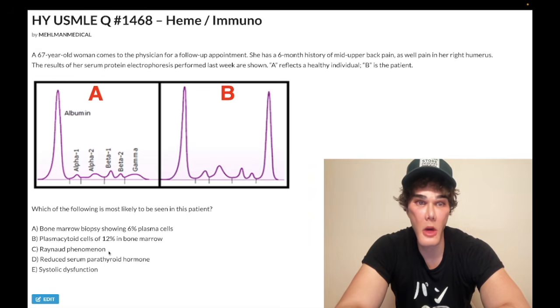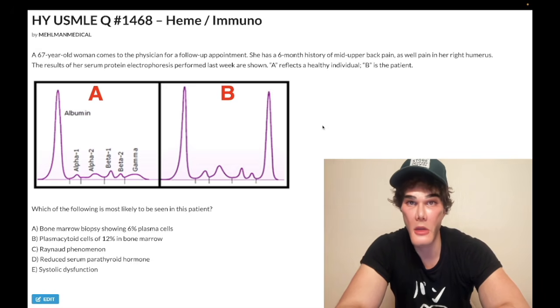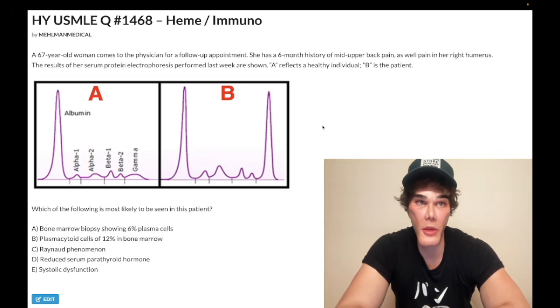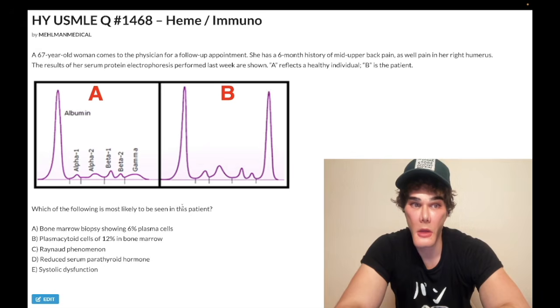Choice D, reduced serum PTH, correct answer. So not dramatic. If you have lytic lesions with hypercalcemia and multiple myeloma, then we would have increased negative feedback of the calcium sensing receptors, the parathyroid glands, decreasing our serum PTH. So even if that seemed a little bit difficult to arrive at, we can eliminate the others to get there. So let's look at the final one.